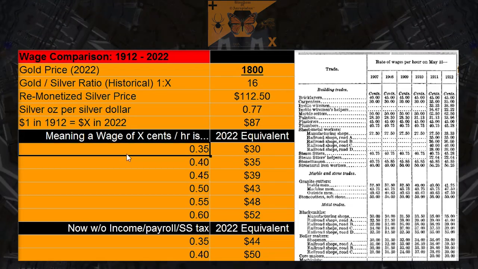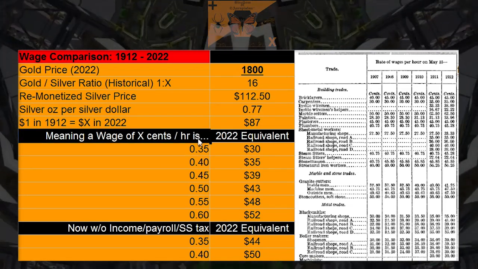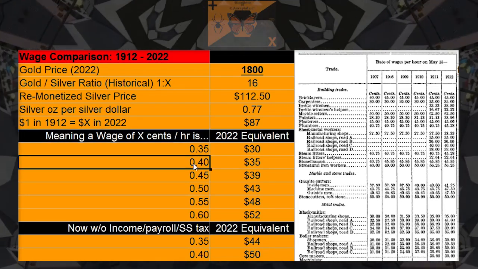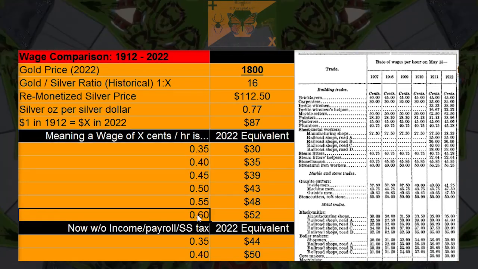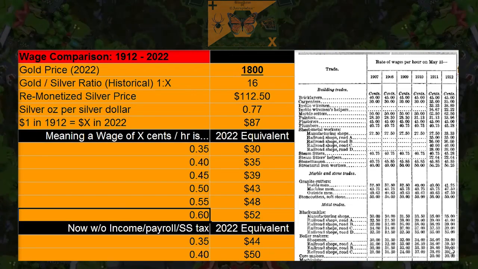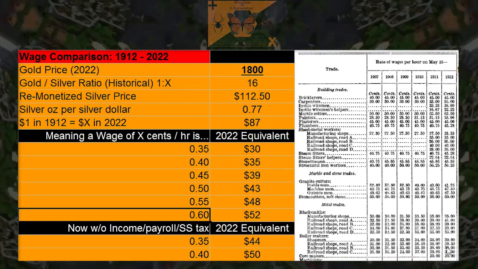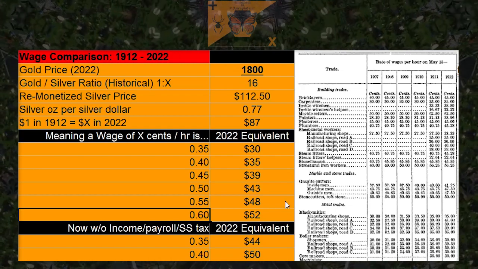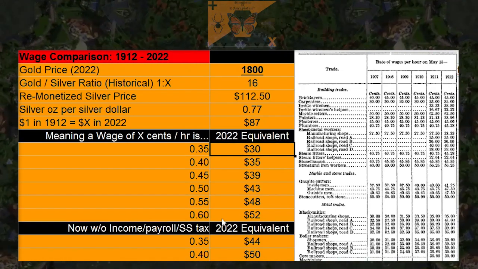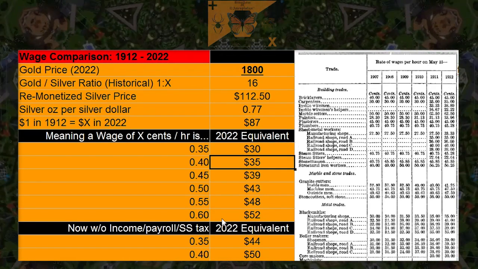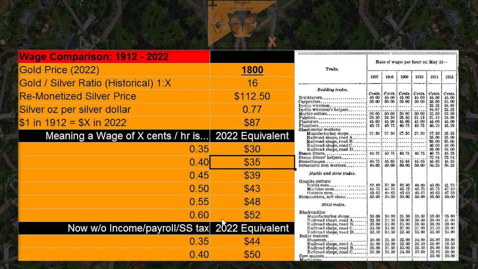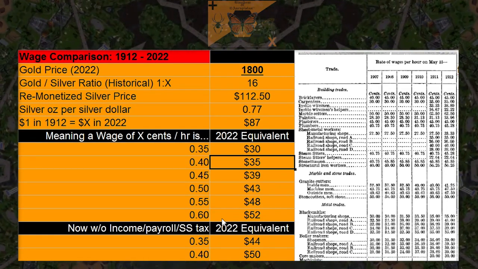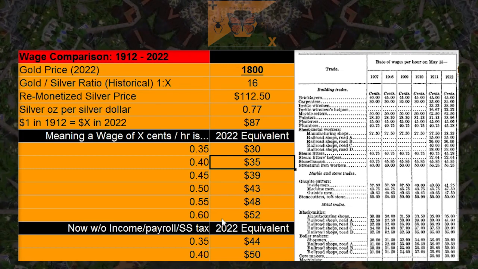Now, this is a wage of X cents per hour: 35 cents, 45 cents to 60 cents. This is the range here, with 40 cents being the general average, what it seems like. I didn't actually average them, but it looks like 40. So that's about $35 an hour was what the average laborer was being paid in 1912.